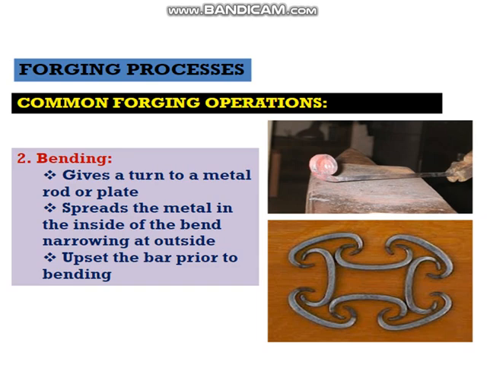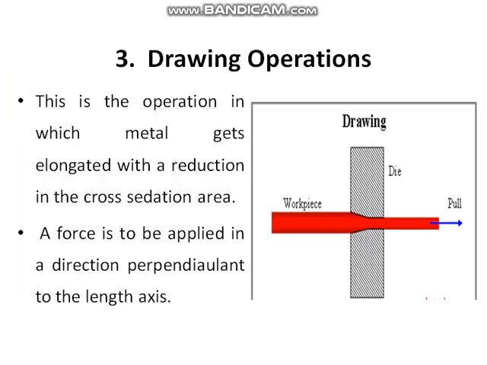Another process is bending. It gives a turn to a metal rod or plate. It spreads the metal on the inside of the bend, narrowing it at the outside. Upset the bar prior to bending. In the diagram, we can see this bending process. The metal is heated and bent at one end, the center, or both ends. It's called the bending process.